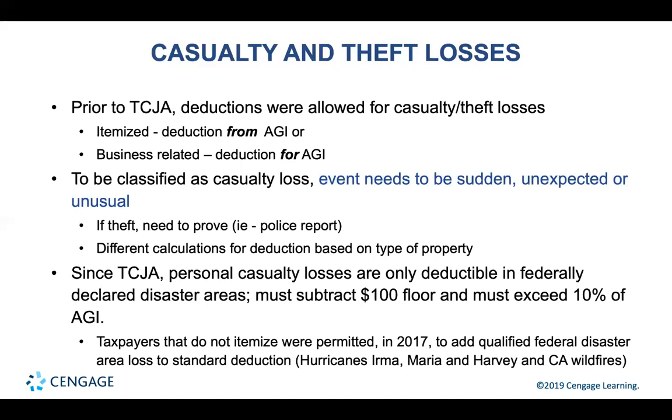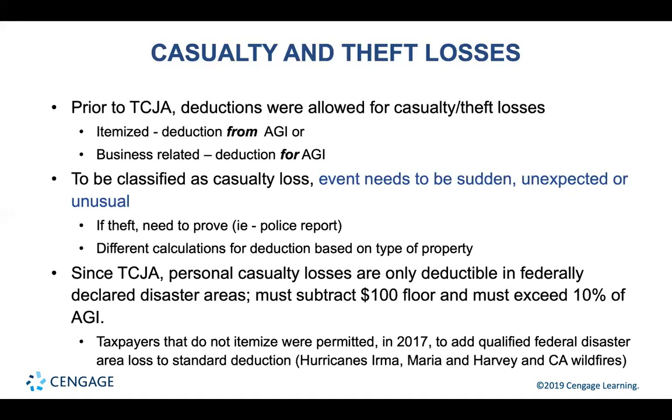The TCJA repealed the allowable loss for personal casualty losses, except when the loss is attributable to a federally declared disaster. You used to be able to take a personal casualty loss for anything, but now only if it is in a federally declared disaster area. In order to calculate the loss, you must subtract a $100 floor per casualty, and the difference between your loss and the $100 has to exceed 10% of AGI.